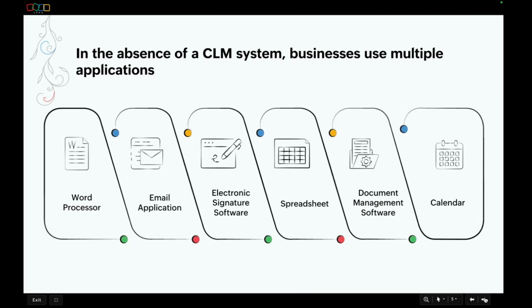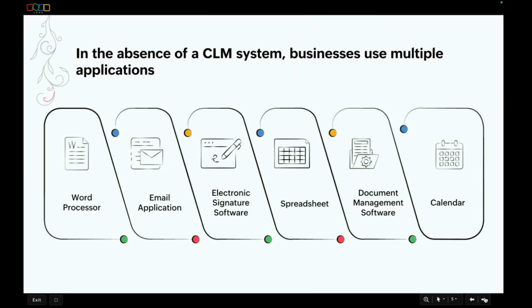lifecycle. Say, for example, they make use of a word processor for authoring the contract, and now to get it internally approved or to send it for negotiation to the counterparty, they make use of an email application. And to get the contracts digitally signed, they rely on a third-party e-signature software. Now, all of this metadata is stored with the help of a spreadsheet and all contract documents with a document management software. And then a calendar to keep track of important contract milestones like contract renewals, contract amendments, etc.